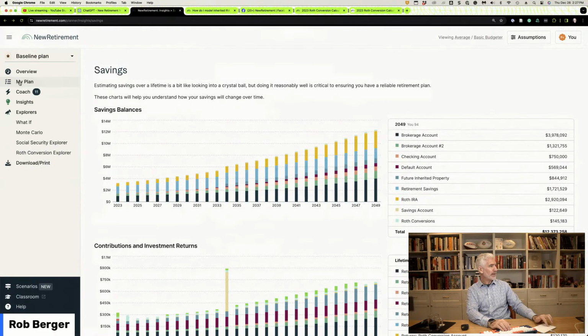So you've got my plan. That's all your data, right? You've got coaching suggestions that you can look at. You've got the insights that we've been talking about. And then this Explorer, and you can run different things.